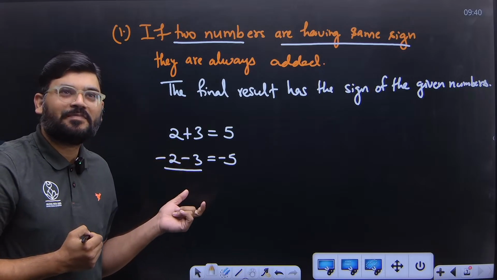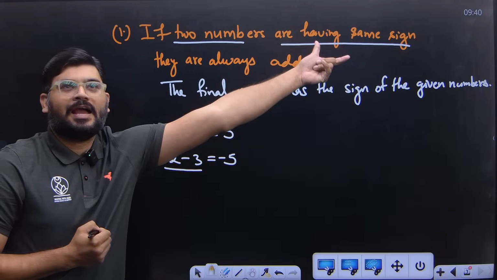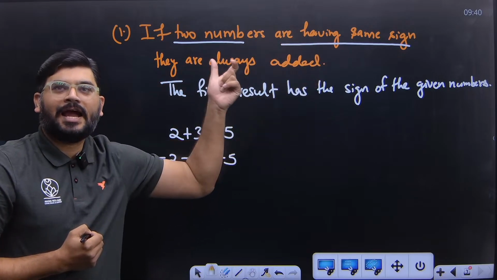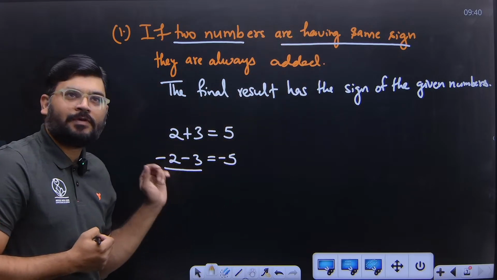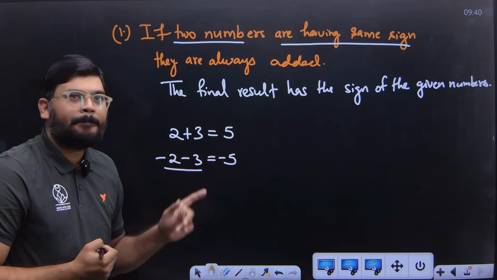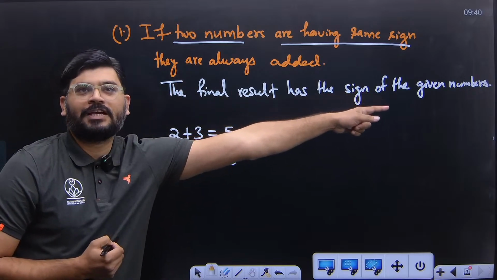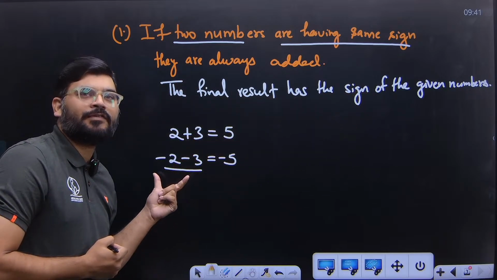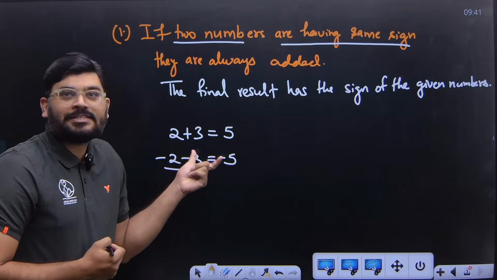What does it mean? They will be added. They are always added. So you will add 2 and 3. So you will get 5. But the final result has the sign of the given numbers. What is the sign of the given numbers? Negative. So the answer will be negative 5.